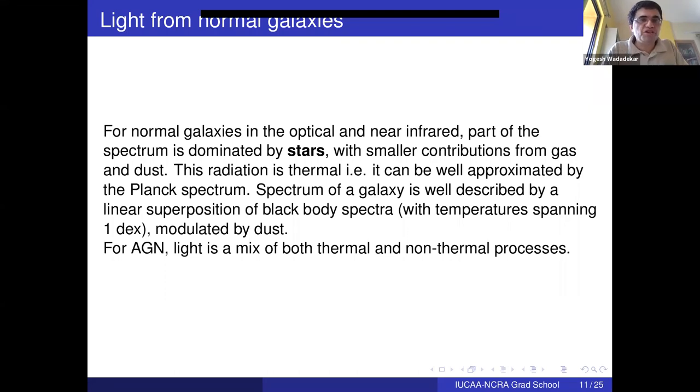But if you look at AGN, the light from AGN is a mix of both thermal and non-thermal processes. So this is the key takeaway from this slide: unlike normal galaxies, where the light is dominated by thermal processes, the source of light in AGN is both thermal and non-thermal in nature.